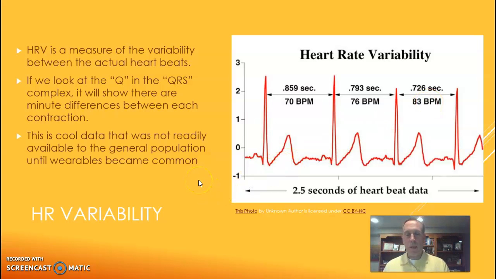Now, this was data that was not available until people started wearing heart rate monitors, and you could do this in a lab environment, but it was just not functional to have somebody come out with a 12 lead EKG and try to do this in a gym setting. Now, this is totally doable, and it's really a cool concept.